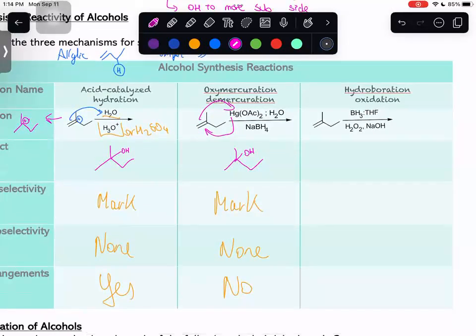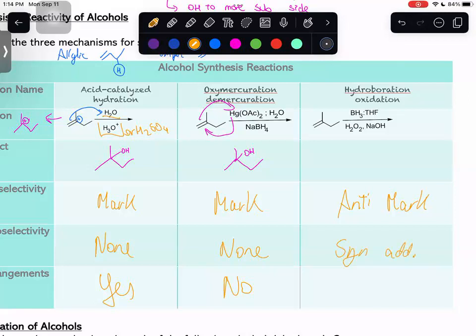Okay, very last one, hydroboration oxidation. It's anti-Markovnikov, beautiful, you got it. So that means that the OH is going to go to the least substituted side. What about stereoactivity? Does it have any? Yeah, it's a syn addition, exactly.